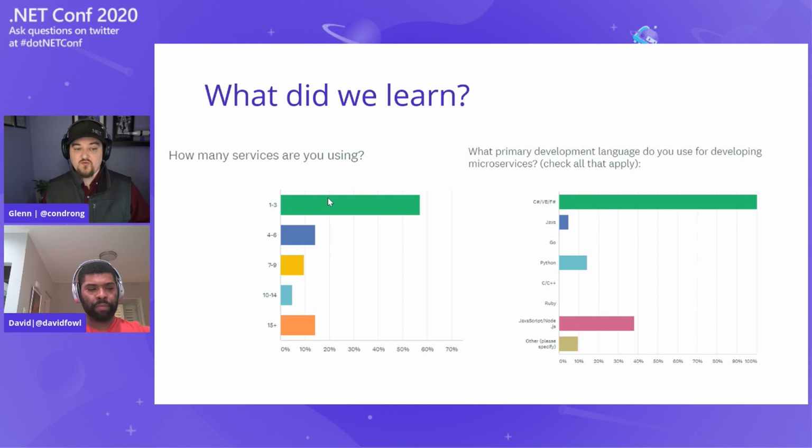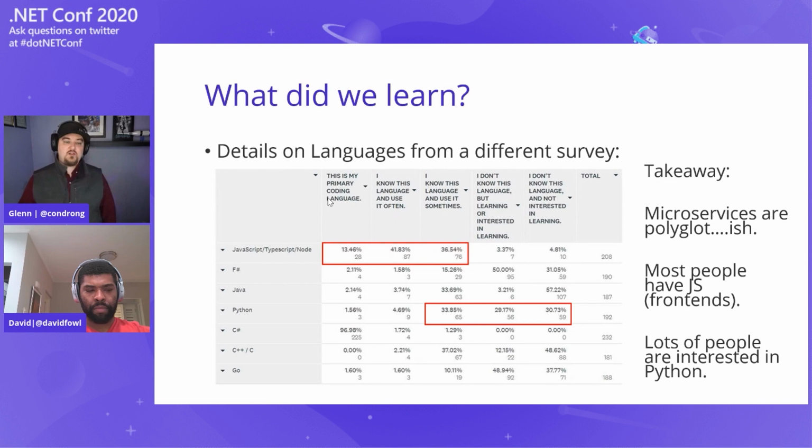It turns out that most of the .NET people we've talked to were polyglot-ish. This is from a different survey I ran earlier in the year on Twitter. I got 300-odd respondents. A big chunk of people are using JavaScript today with their .NET applications, just as the previous chart showed. Lots of people are interested in Python, not so much using it yet.